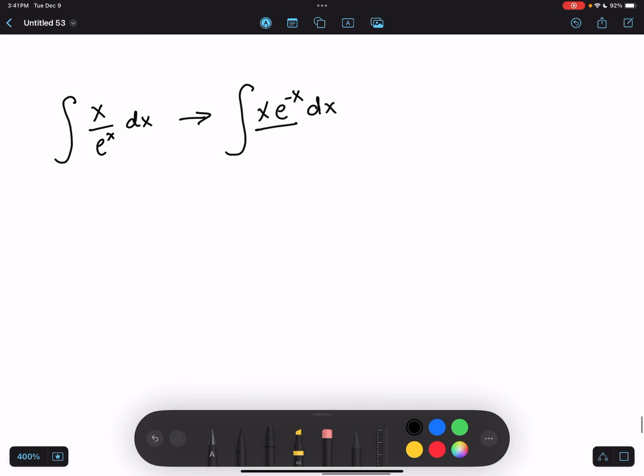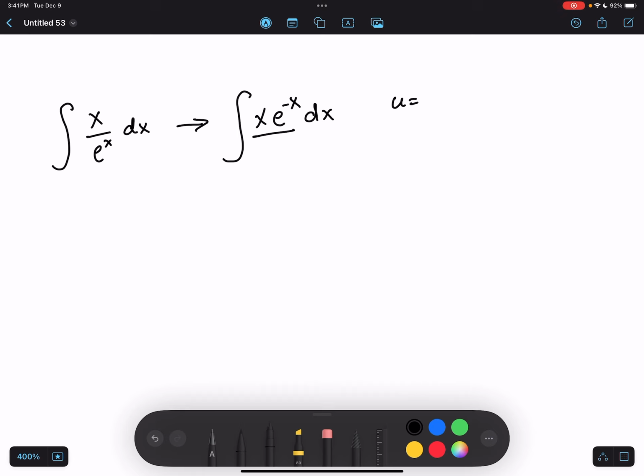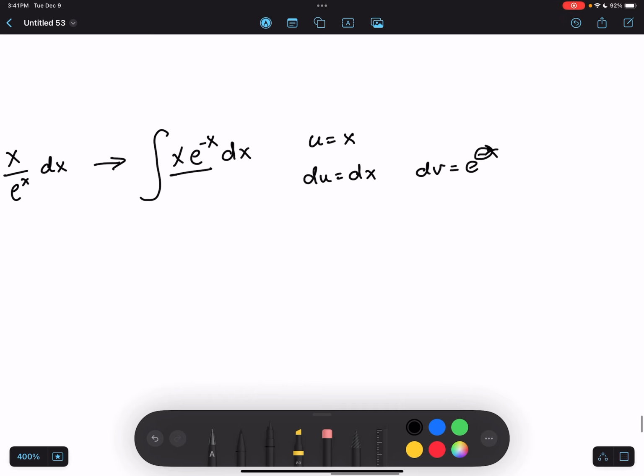And so now that it's rewritten like that, we can start by letting u equal x, and then of course du equals dx, dv equals e to the negative x, and that negative is important when we go to integrate that to find v, because what it will mean is we're actually going to have e to the negative x over negative 1, and we'll just put the negative 1 out front like so.